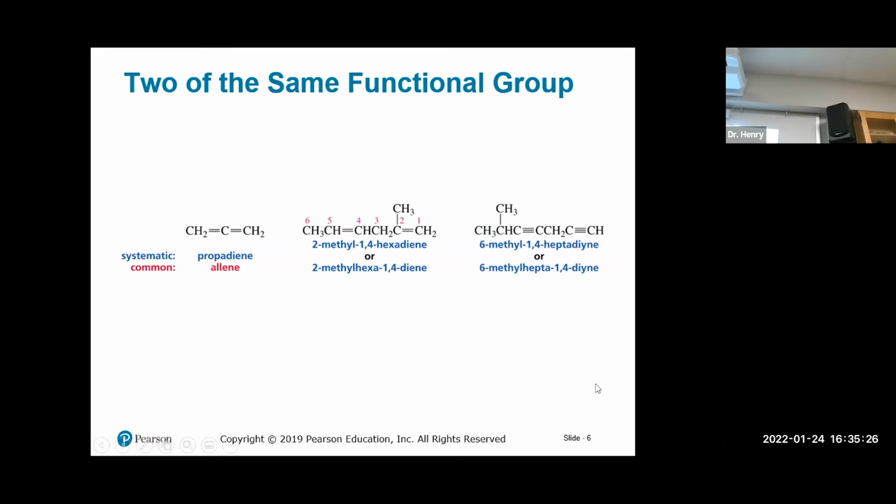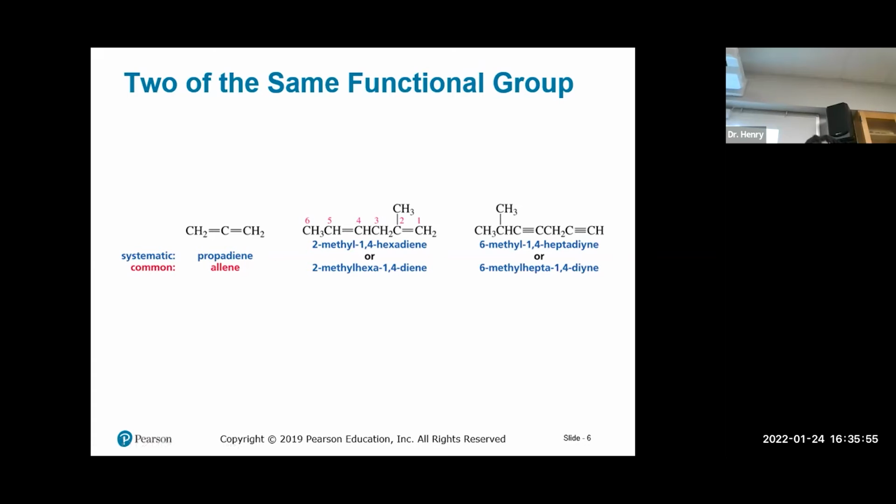So this guy, it's a 7 carbon chain and double bonds, right? So that's 2 double bonds, so that's diene, right? So that's 6 methyl, 1, 4 heptadiene.